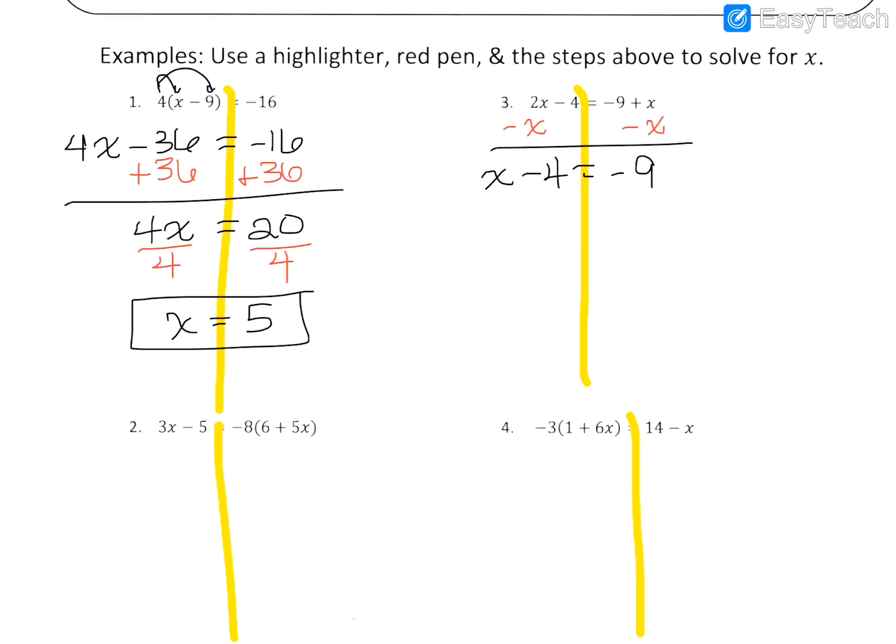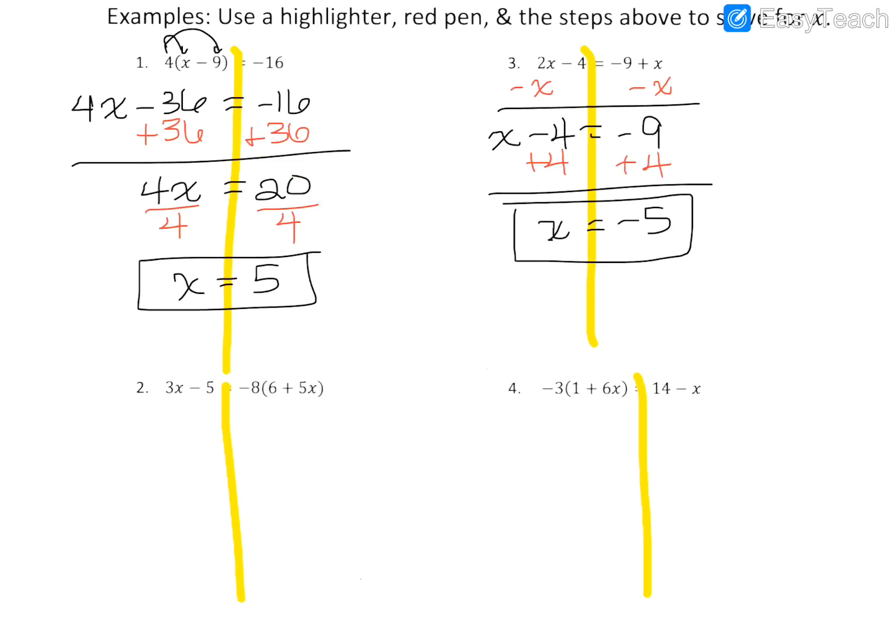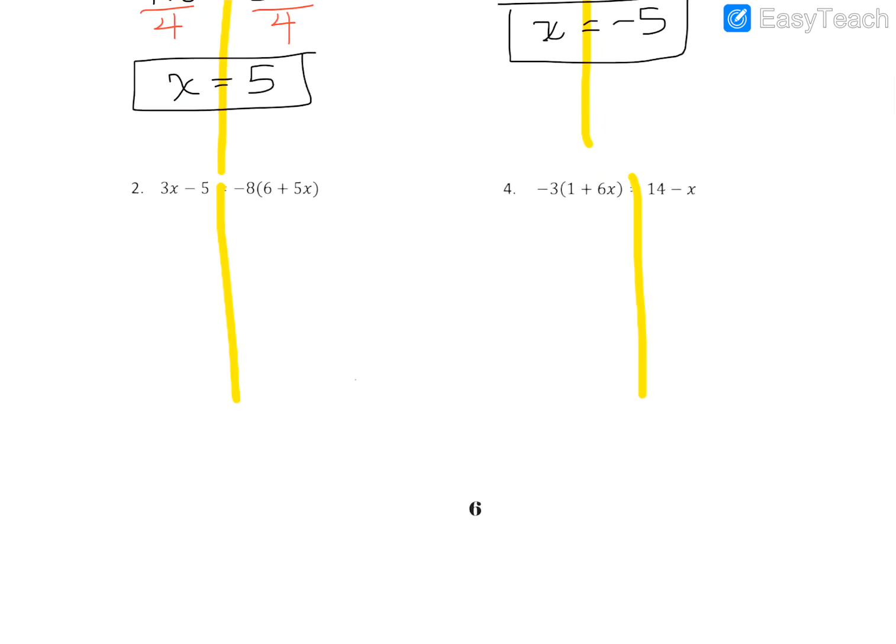Next we'll move the constant, so we're going to add 4. And then since I didn't write the 1 on the x, I don't have a coefficient that I need to divide. But if I did, I would just divide by 1 and I'd still get negative 5. All right, number 2. Let me get my line extended a bit.